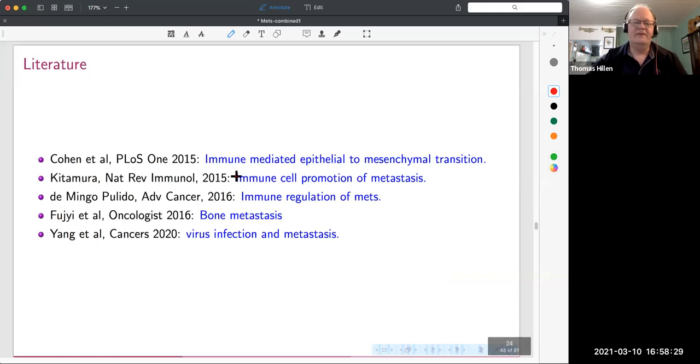And then looking through the literature, there are many more incidences where this has been observed. Immune-mediated epithelial to mesenchymal transition, immune cell promotion of metastasis, immune regulation of metastasis, bone metastasis. I mean, bone is the home of immune cells, right? That's where the immune cells come from. So maybe one explanation for having metastasis in the bone so often is that this is where the immune cells are, and maybe they actually help the process. Virus infections have been related to metastasis because they also lead to immune response.